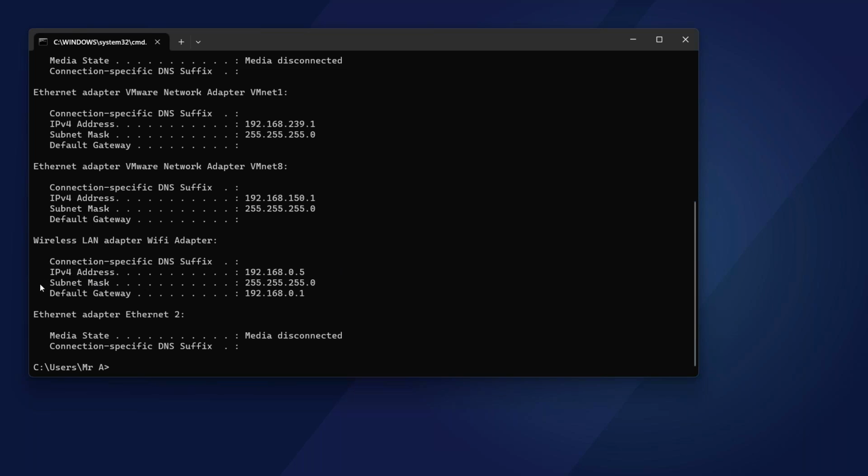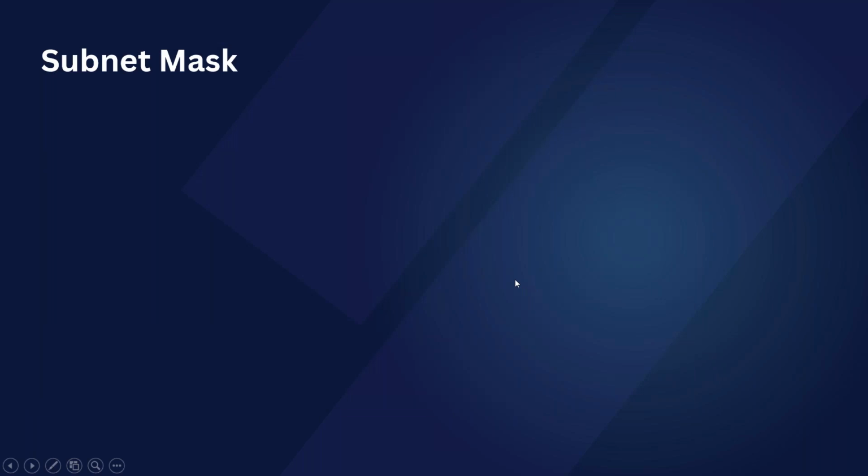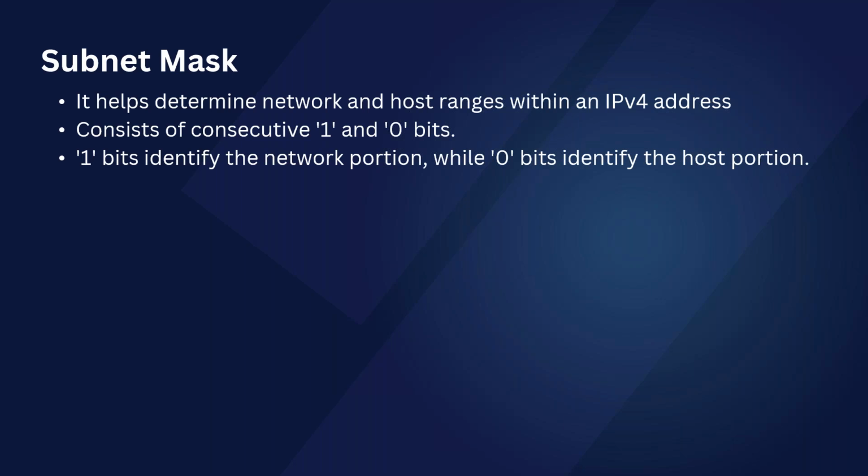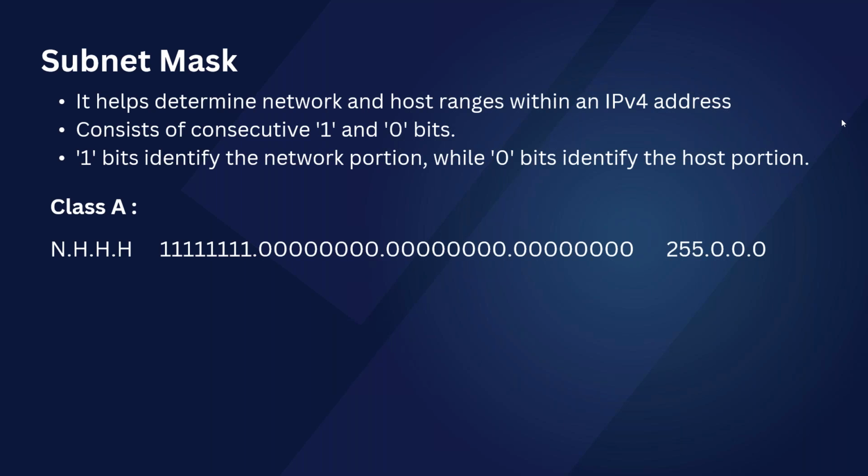Then there's something called a subnet mask. What is the subnet mask? We humans understand which IP belongs to which class with the network and host portions. But how does a computer know which IP belongs to which class and how many devices it can connect in that network? For that, it needs the subnet mask. To calculate the subnet mask, the computer or any other information device assigns the network portion the value of 1 and the host portions the value of 0. So it basically helps you determine network and host ranges within an IP address.